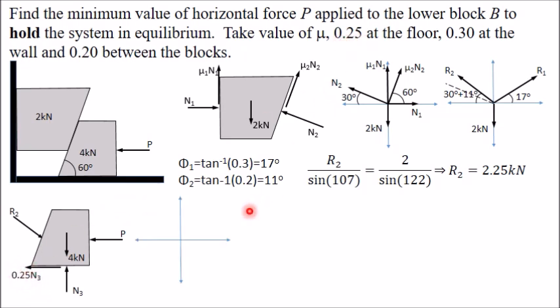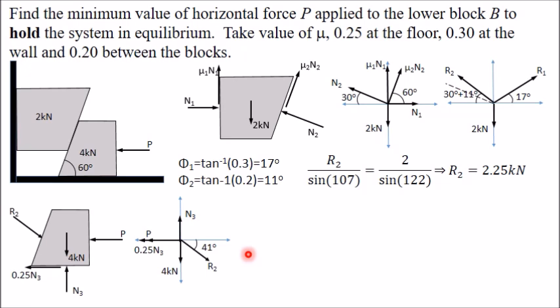Now you can draw all the forces along the x and y axes. I have drawn all these forces. This is the force P, this is 4 kilonewton, and you can draw N3 and mu N3 in the vertical and horizontal directions, the same as we have drawn here. Next, R2 is making an angle of 41 degrees from the x-axis. So I have drawn R2, and now all forces are drawn.